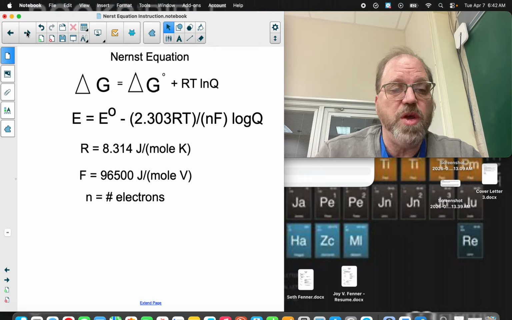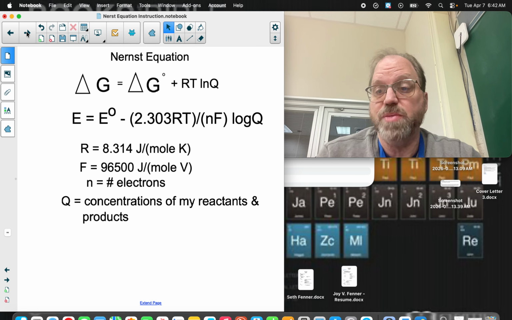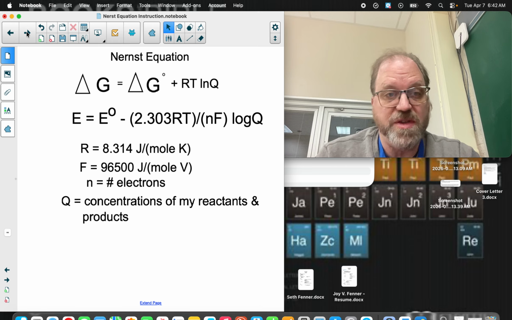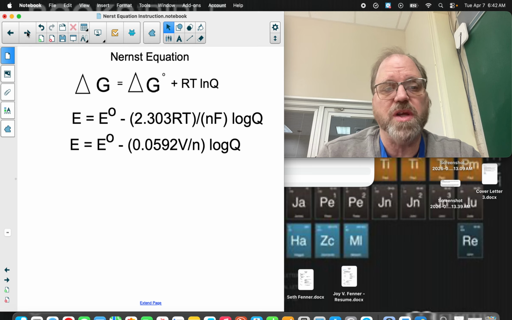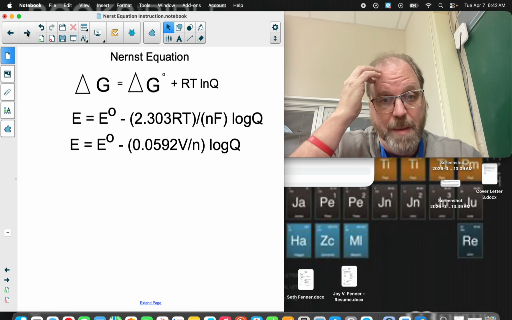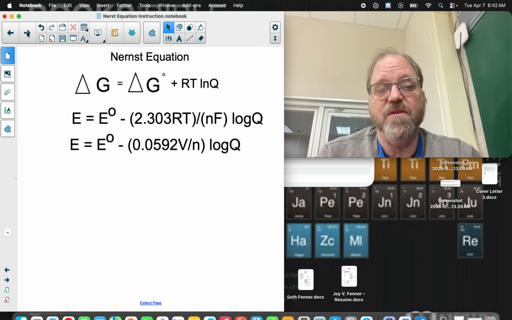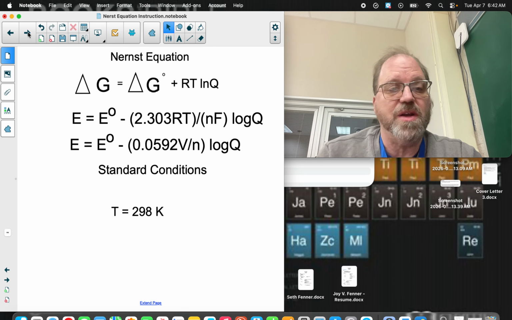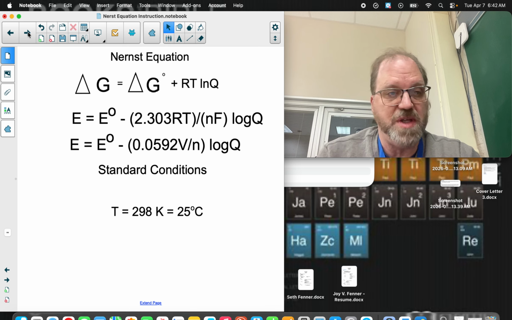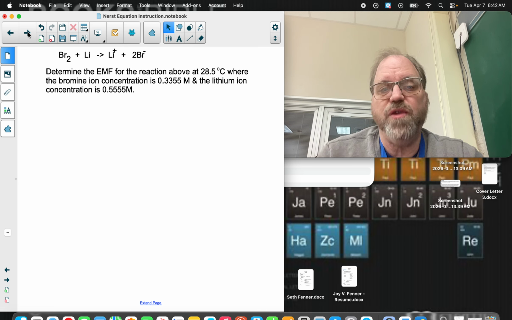Now, Q is the concentration of all reactants and products. We consider that as if it's at equilibrium, even though the reactions are direct. And then we also have E is equal to E prime minus 0.0592 volts over N times the log of Q, and we do this when we're at standard conditions. What are standard conditions? When the temperature is 298 Kelvin or 25 degrees Celsius. So we're going to look at these two equations, this one for any set of conditions and this one at standard, to work through.